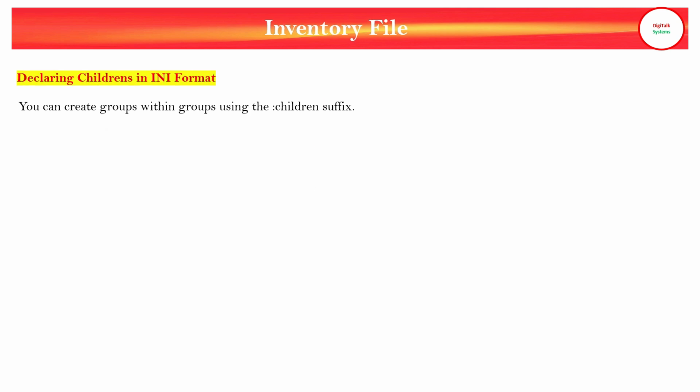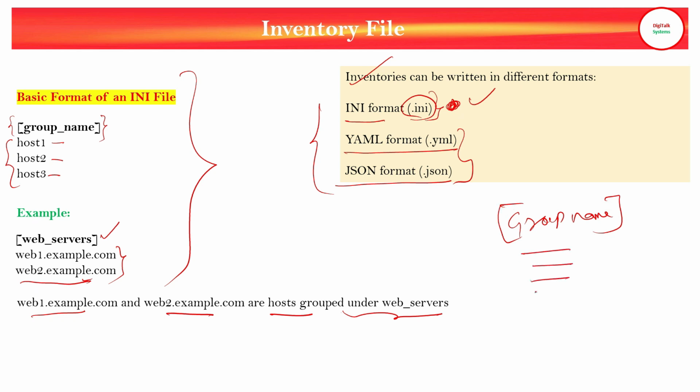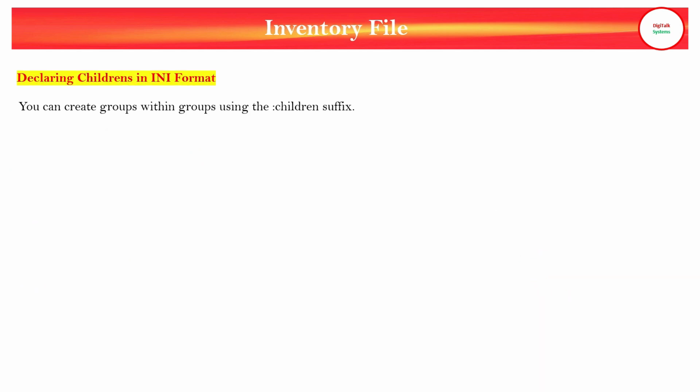Now, declaring children in the inventory format. This is the first way we have learned, right? Which is a basic way to define the servers: first we define the group name, and then the IP address or DNS of the host machines. Now second is declaring children in the INI file. That means if your environment is a bit complex, in the sense that you may have multiple servers or machines, we can organize them in a parent and children format as well, with the :children suffix.